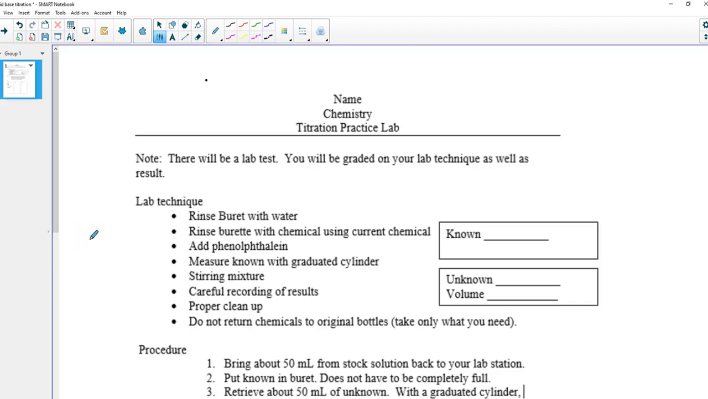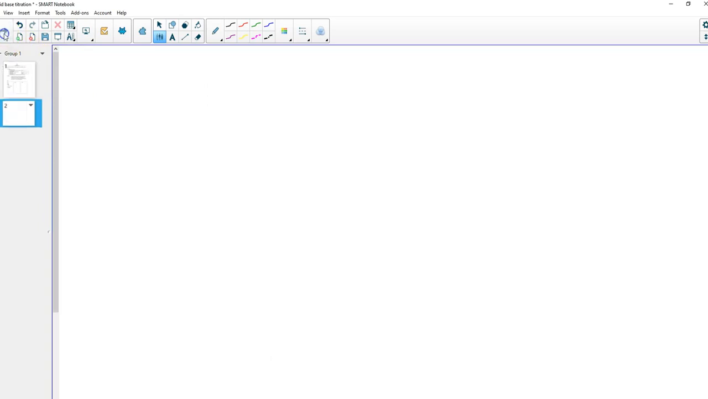I'm looking to give you an overview of this titration practice lab. This is typically a lab that we do just to introduce a little bit about acids and bases, and to see how the concept of molarity works with titration. Always keep in mind what your objectives are.